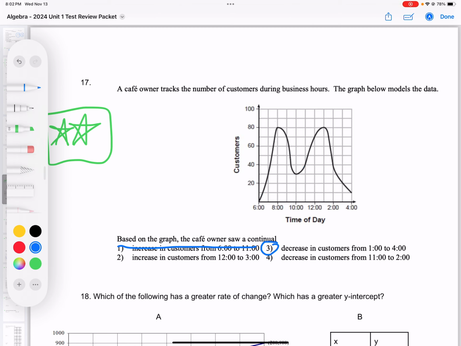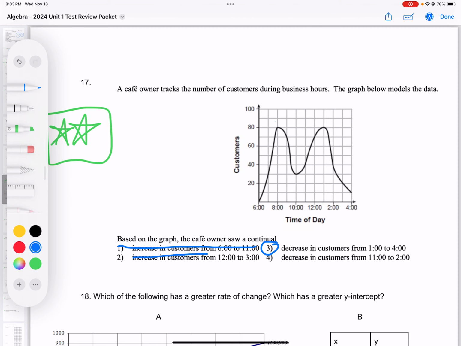The answer is 3. There's a decrease in customers from 1 p.m. to 4 p.m. So from this point right here where it's 1 p.m. until 4 p.m., there is a constant decrease the entire time. The decrease is occurring at every single point throughout the graph in that interval. Everything else is untrue.